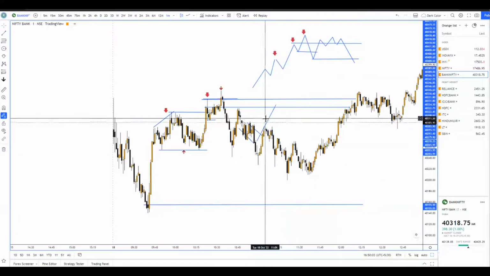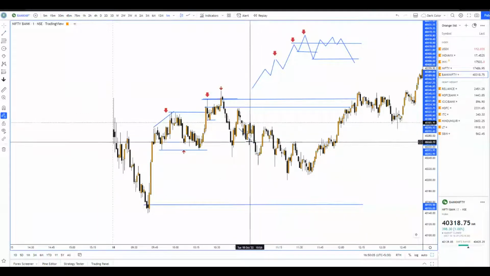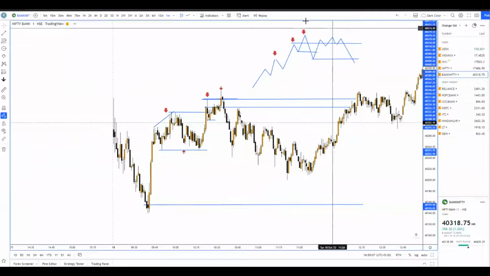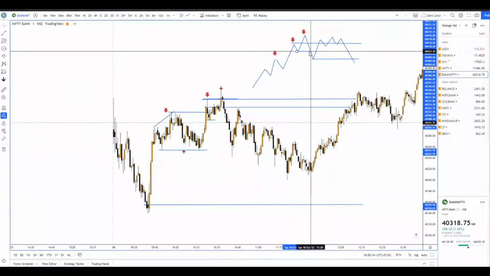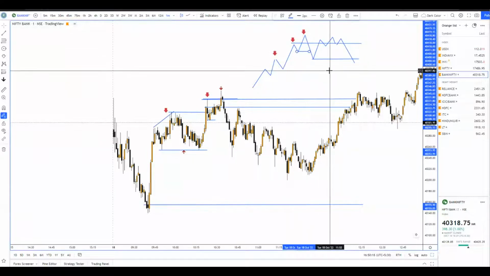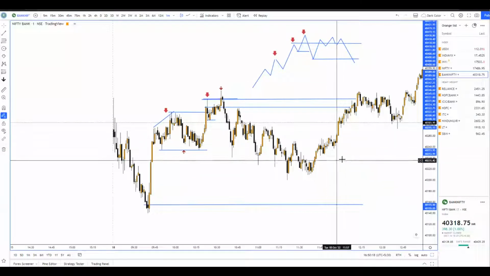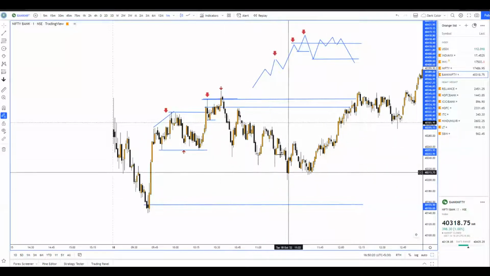So you can wait for a market to give you this kind of a very bookish structure, which may not happen every day, but it will happen at least once or twice in a week, which you can trade very confidently and with a good amount. All right. So avoid this.